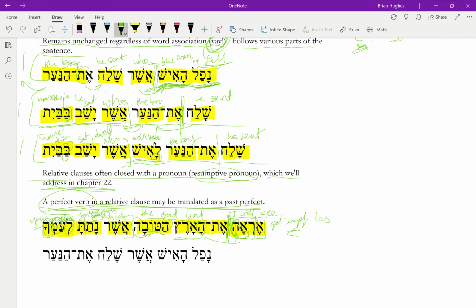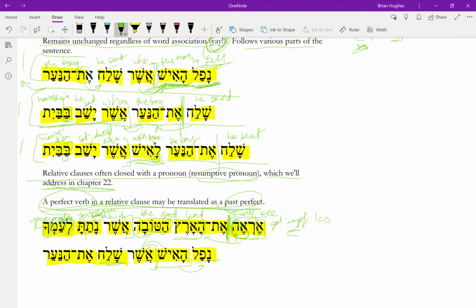So that would be one example of a past perfect being used in that relative clause. And to use one of Futato's examples, Nafal ha'ish asher shalach et hana'ar. This is that same example that's up here. The man who had sent the boy fell. Here the past perfect makes a lot more sense because we're not trying to coordinate the falling with the sending, so the past perfect allows us to get further in the past: this guy fell, but prior to that, at some point, he had sent the boy, and I'm using that action to specify him. So we would say, the man who had sent the boy fell.